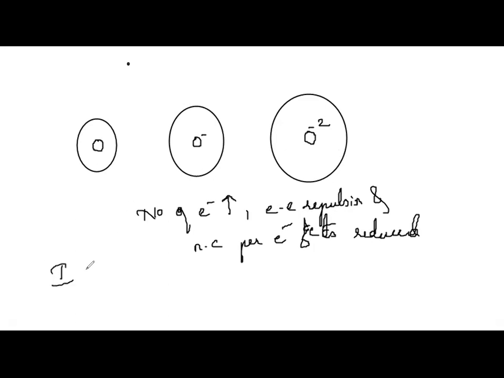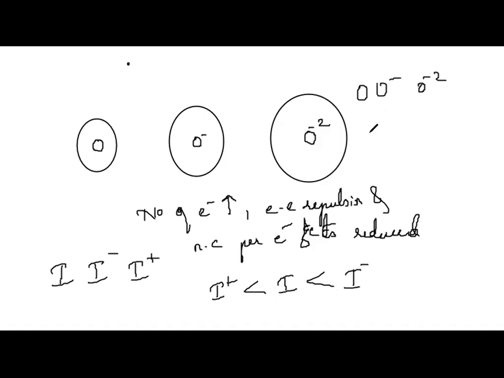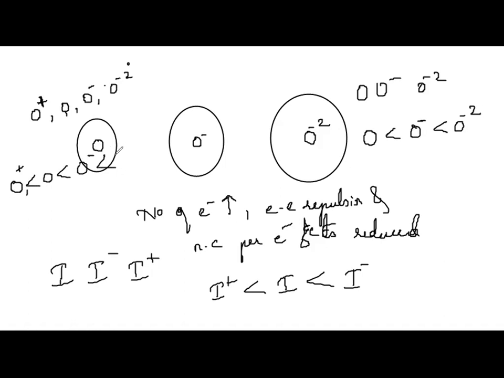So if I say I plus, I, or I minus, which has the smallest size here? The smallest size is I plus. Then comes I, the neutral atom. Then comes I minus. Out of O, O minus, O minus 2, which has the smallest size? O has the smallest size. Then comes O minus, and then comes O minus 2. If I mention O plus, O, O minus, O minus 2, to arrange them in increasing order, the smallest size is for O plus. Then comes oxygen, then the uni-negative anion, then the bi-negative anion. This is how it is. A cation is always smaller and an anion is always larger than its neutral atom.